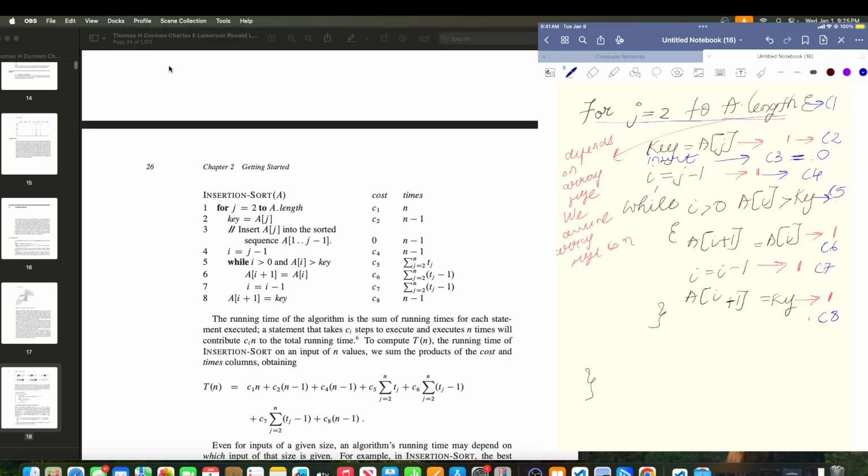Okay, now how much? If this length is n, remember we will say this is n. This will run n times, and this will run n-1 times, because this is inside the loop, right? It will run till n, but in the end the condition will fail.